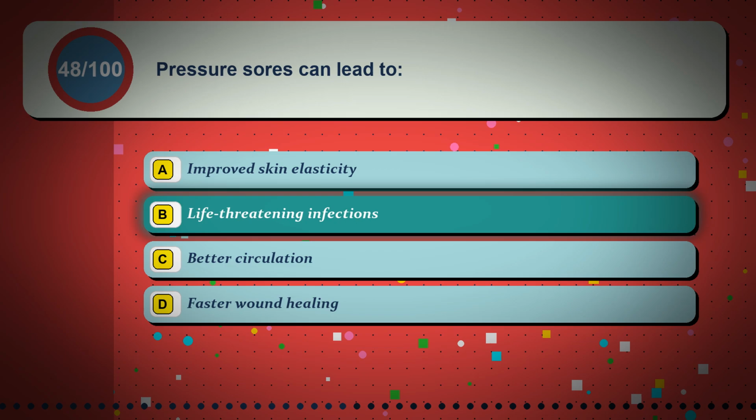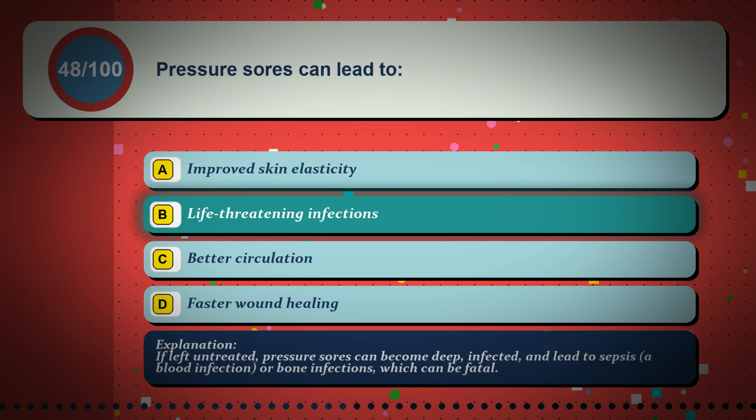The correct answer is option B, life-threatening infections. If left untreated, pressure sores can become deep, infected, and lead to sepsis, a blood infection, or bone infections, which can be fatal. Question 49.